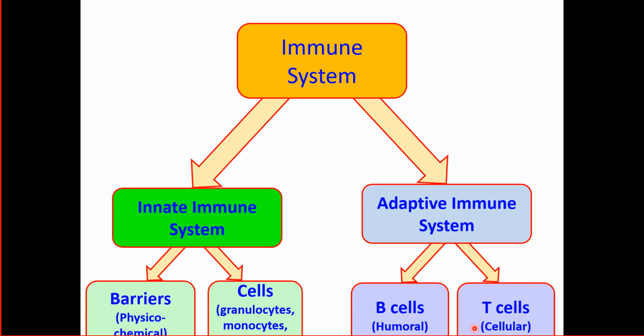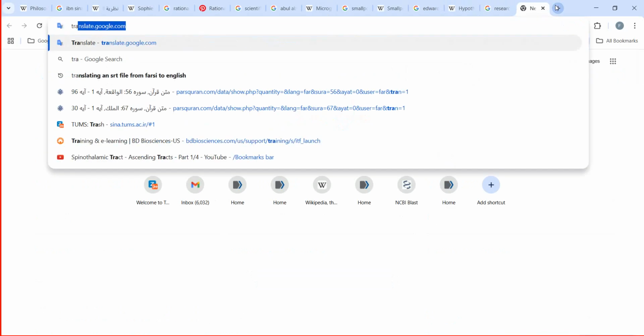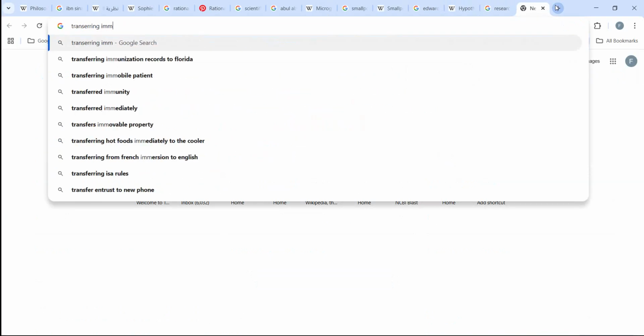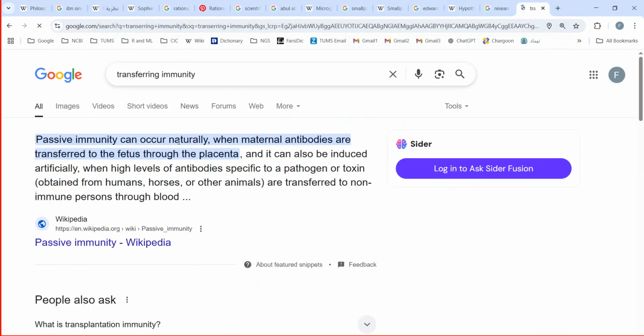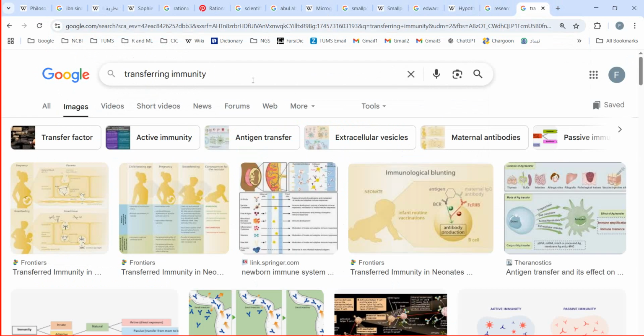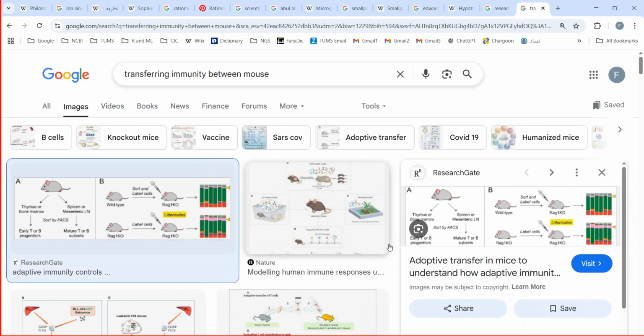So one of the main things in immunology is how you can transfer immunity from an individual to another one. Transferring immunity. How can you transfer immunity, say, between a human being and another human being, or between an animal, like a mouse, and a human being? That's a very crucial question.